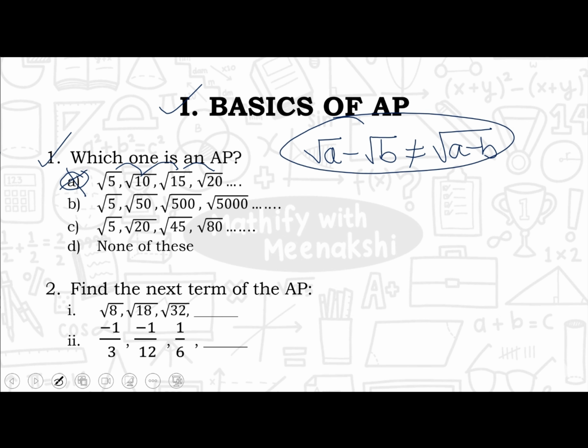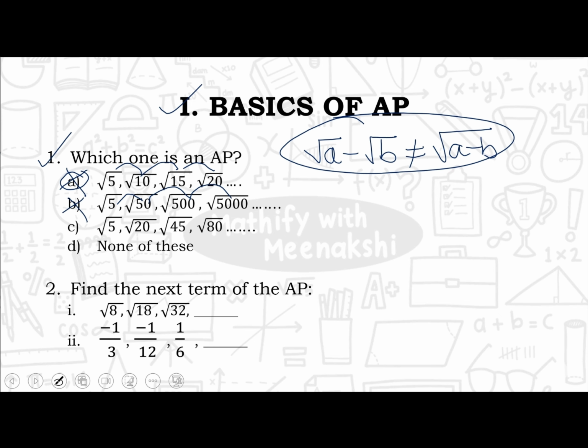Now, for the second, it's root 5, root 50, root 500. Now students will feel that, ma'am, if I multiply by root 10, root 5 into root 10 is root 50, root 50 into root 10 is root 500, and root 500 into root 10 is root 5000. Yes, it's correct that if you multiply by root 10, we'll get the next number. But what is AP? AP doesn't say anything about multiplication. It says that the difference should be the same. So this is also not an AP.